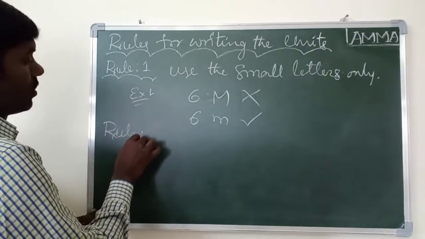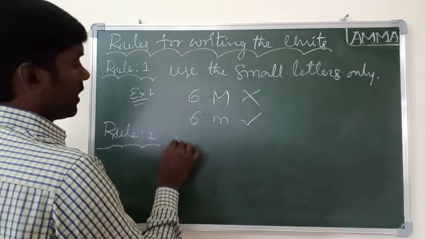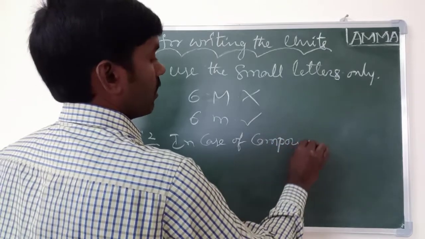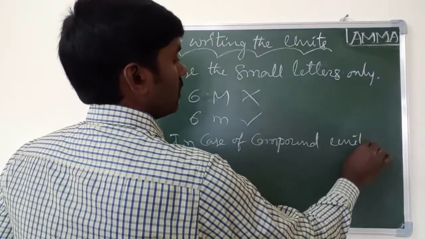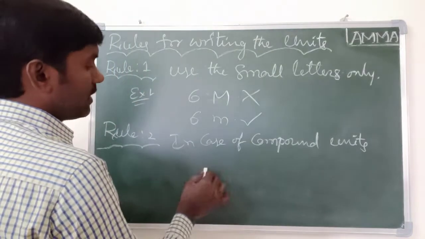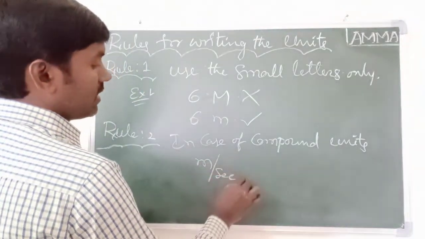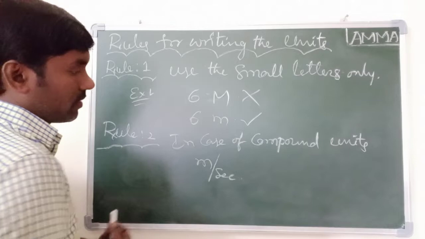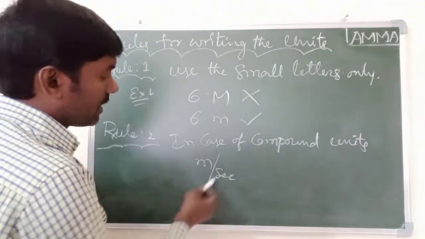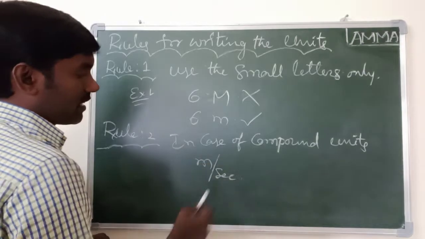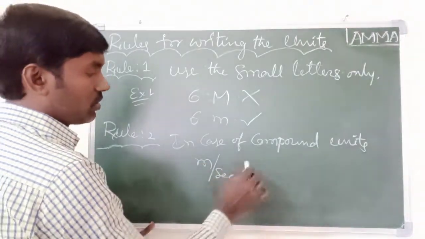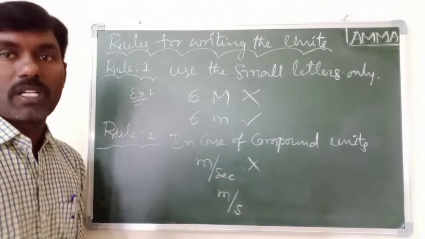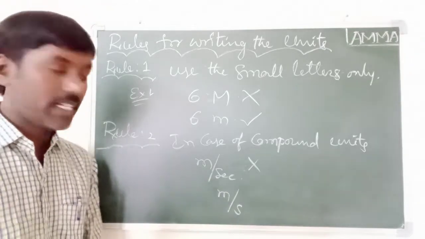The second one is rule number 2. What is it? In the case of compound units. For example, meter per second is a compound unit, students. This is the MKS unit of speed and velocity. So when you write the unit, meter per second, don't write the complete name of the unit only. Writing "meter per second" in full is the wrong method.